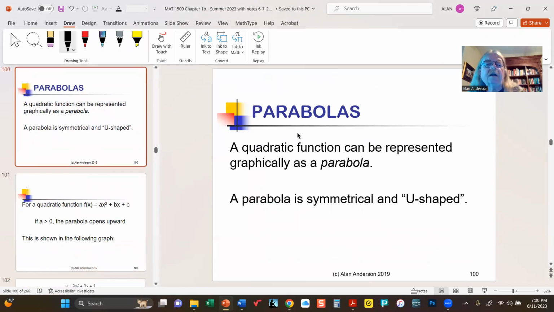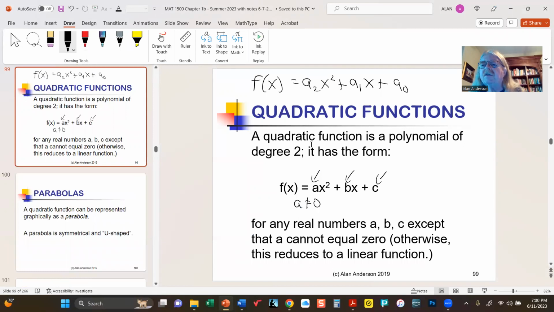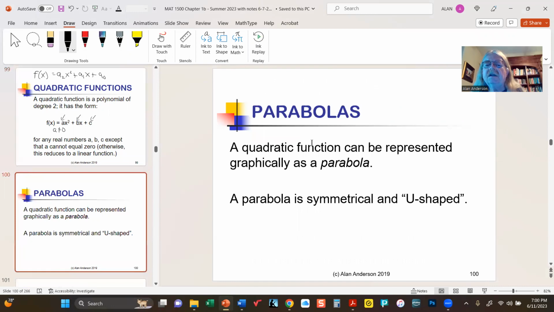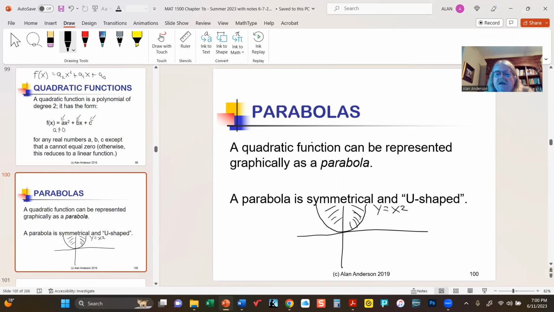And of course, we know that a quadratic function has a graph, which is referred to as a parabola. Okay, we know that a parabola is symmetrical and it is U-shaped. So let me just draw a quick example. Our simplest case. And this one is symmetrical about the vertical or y-axis, meaning that the left-hand side and the right-hand side are identical to each other. And of course, it does look like a big U.